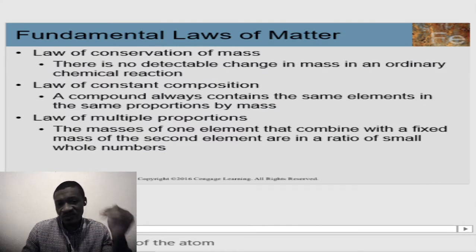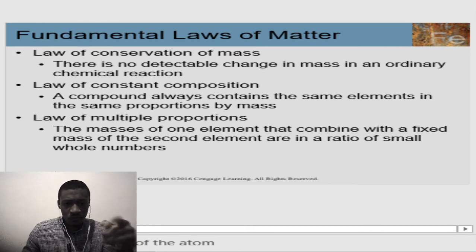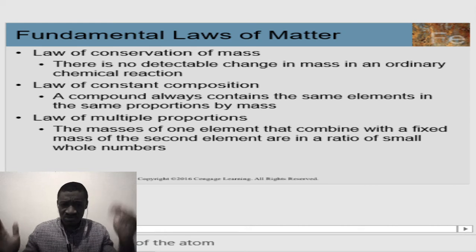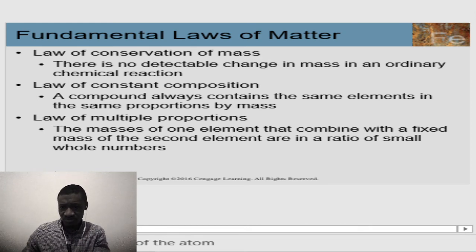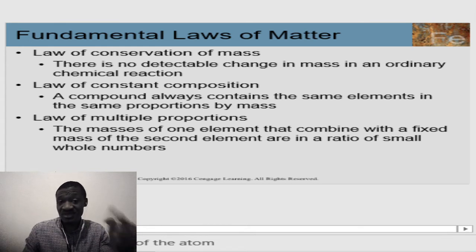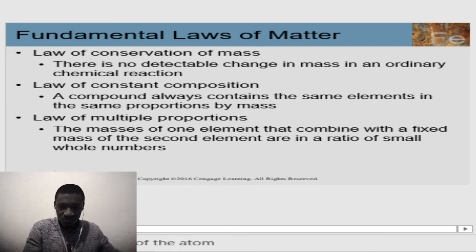So we have fundamental laws of matter. Like everything, you have laws governing them. So first is the law of conservation of mass. It means that there's no detectable change in mass in an ordinary chemical reaction. What this simply means is that when you react two things together, if one is 5 grams and the other is 5 grams, if you add them together, what should you get at the other end? 10 grams. So you don't have a detectable change in mass when you react both of them together. Notice that it's conservation of mass. The word conservation means you are retaining something as you move. You are trying to conserve, you're trying to protect something.